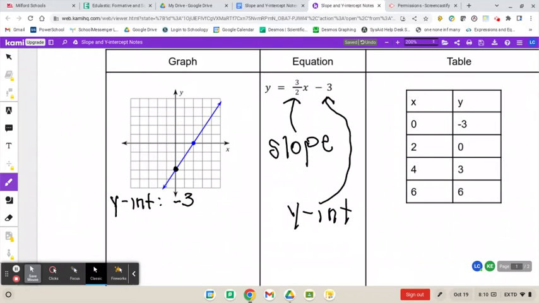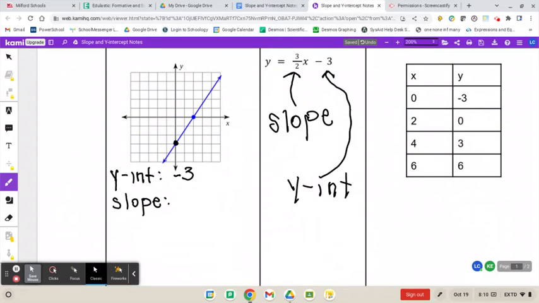Now, as far as the slope goes, and you can feel free to write this on your notes if you have them, the thing you need for the slope is you need 2 points on the line. So I have a point here and I have a point here, so it's really nice, already done for me. The next thing you're going to do once you have those 2 points is you're going to do rise over run.